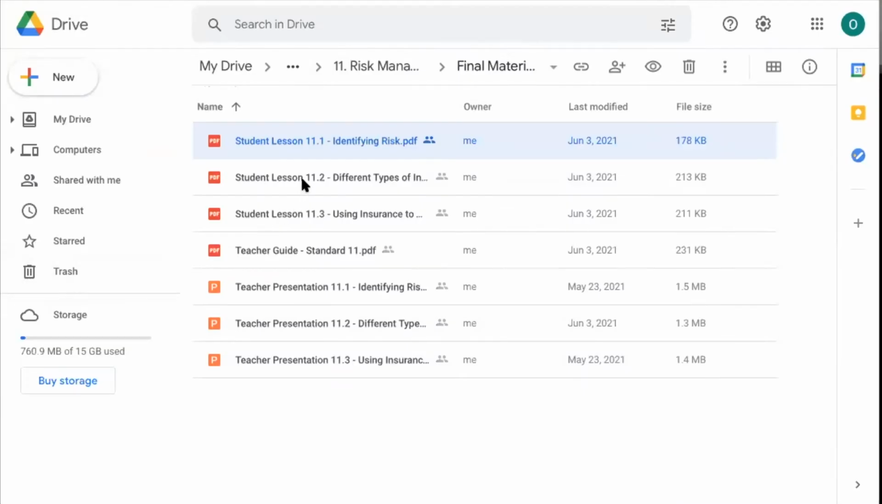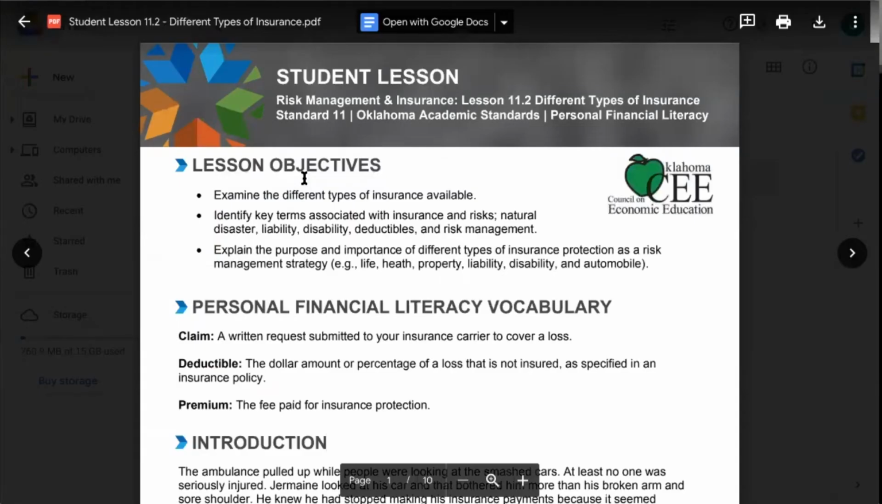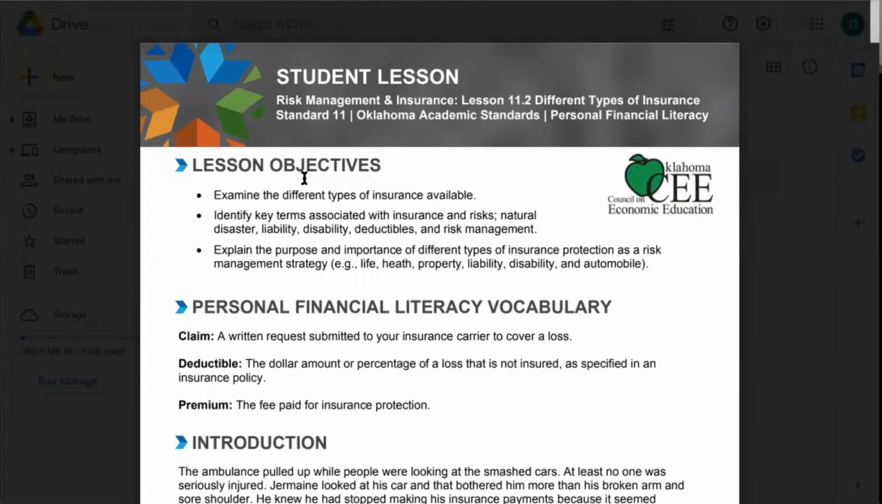So we're going to hop back over here and go into lesson 11.2, called Different Types of Insurance. This is where we look at all the different types of insurance that are available, or at least the majority of them. There are many that aren't covered in this, but these are the main ones that students, especially as teenagers, should know about. So we're going to look at examining the different types of insurance available, identifying key terms associated with insurance and risk, and then explaining the purpose and importance of different types of insurance protection as a risk management strategy.